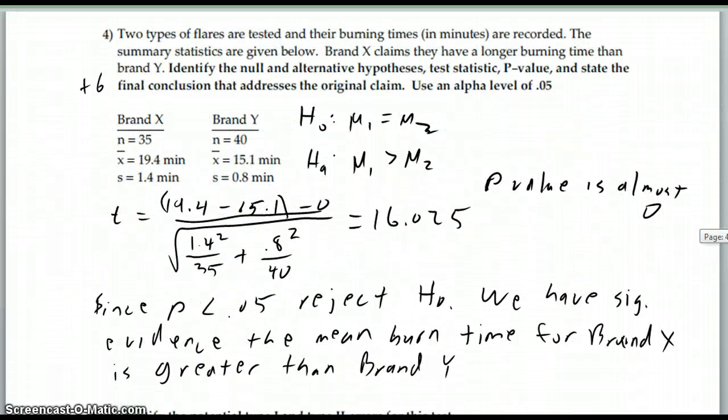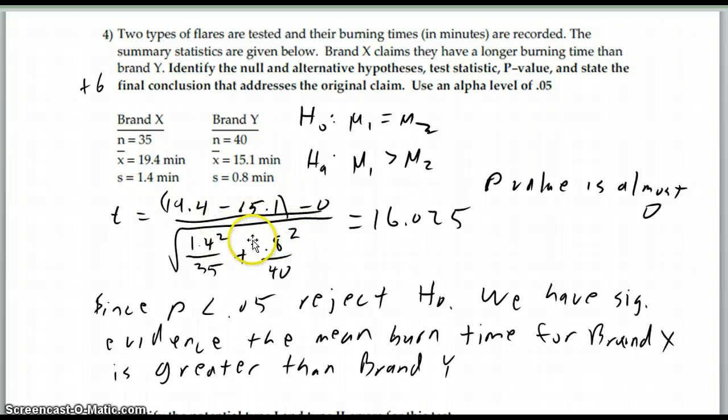Number 4, we're looking at the life or the burning times of 2 types of flares, and they give us all the data here, the summary data. Our null hypothesis is the average is the same. The alternative is that brand X is bigger, they're claiming, or larger, they're saying they have longer burn times.